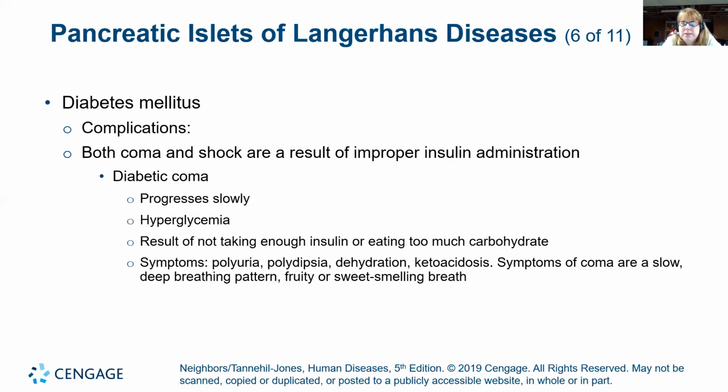First thing you'll see when someone is in a diabetic coma, okay, is a fairly slow progression. When their blood gets too high from them not taking insulin, it's just going to keep going up slowly, and that's why they say it progresses slowly. So this is a result of not taking enough insulin or eating too many carbohydrates. So you'll see polyuria, polydipsia, they'll be dehydrated, they'll smell like they're drinking, okay? So these are the signs of diabetic coma from hyperglycemia.